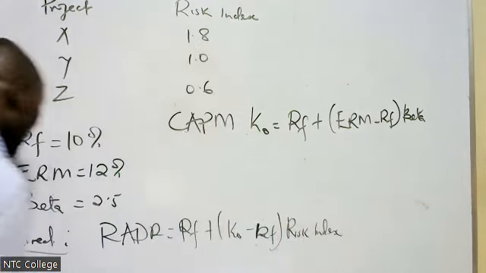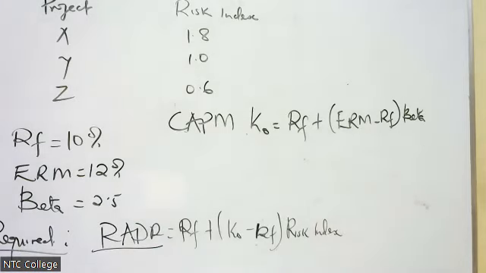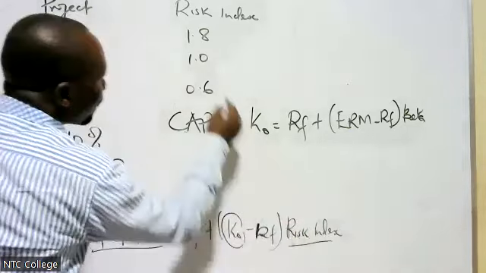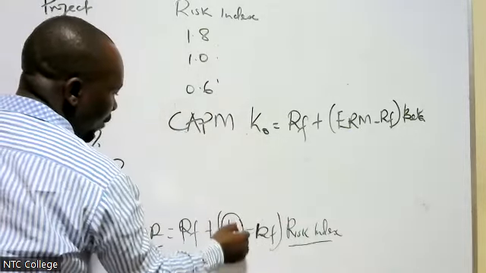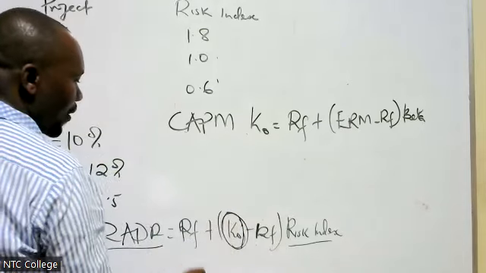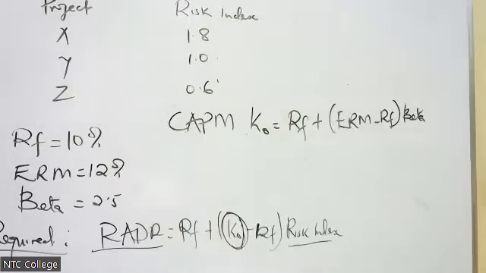That is how you can get the risk-adjusted rate of return which they want. But we don't have KO. At least the risk index we have for each item, but we don't have KO. The only way we can get KO is when we apply KAPM. The cost of capital we can get when we apply KAPM, and we have been given information here which can help us to get it.